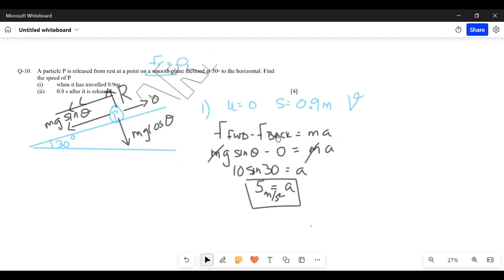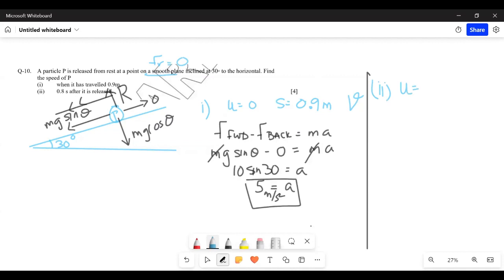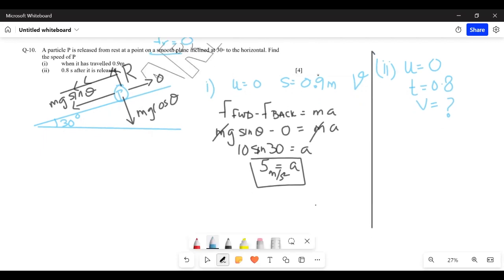Part 2. Find the speed 0.8 seconds after it is released. So for part 2, U is still 0 because the object starts at rest. Time is 0.8 and we have to find V. Okay, so again, we were supposed to find V in the first part. So we're not done with the first part yet, sorry. That's not our final answer. We have to find V.